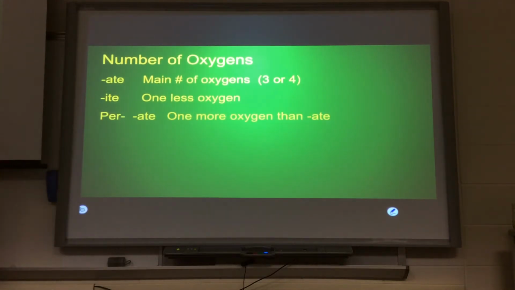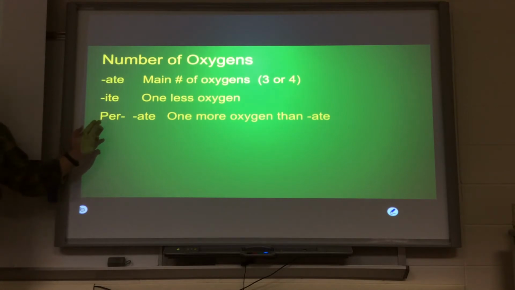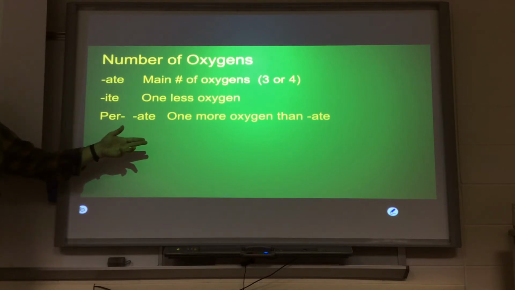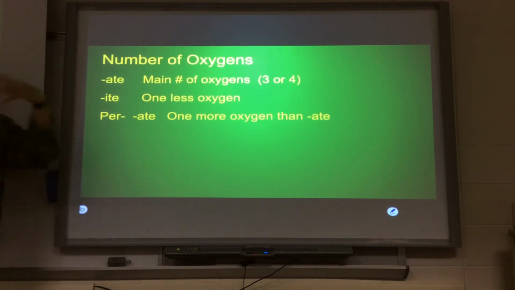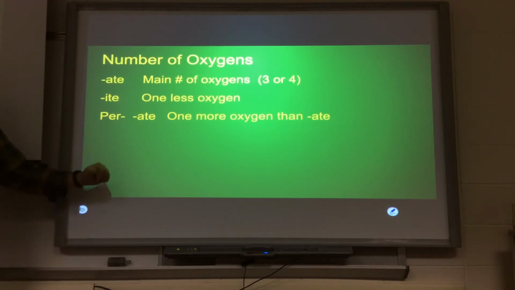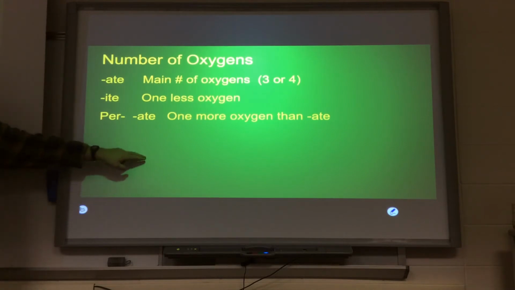There's a couple of other ones that will help us out, so make sure you get these ones written down. If you have a prefix on your polyatomic ion of per, followed by the -ate at the end, it's 1 more oxygen than the -ate has. Usually the -ate has 3 oxygens, so that our per-ate ends up with 4.